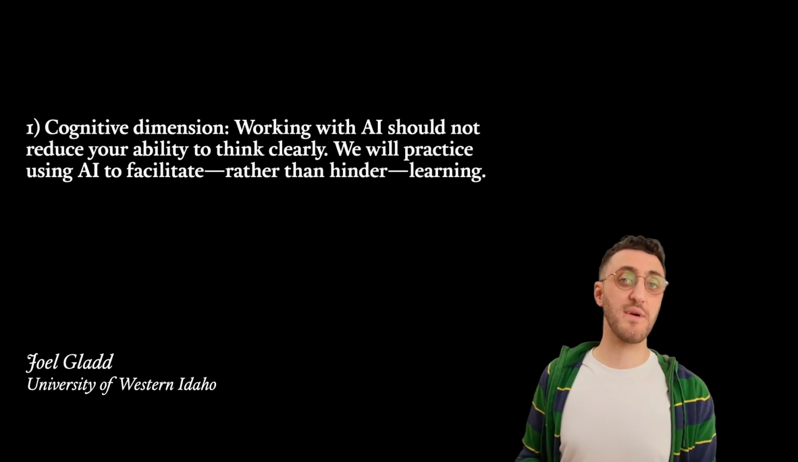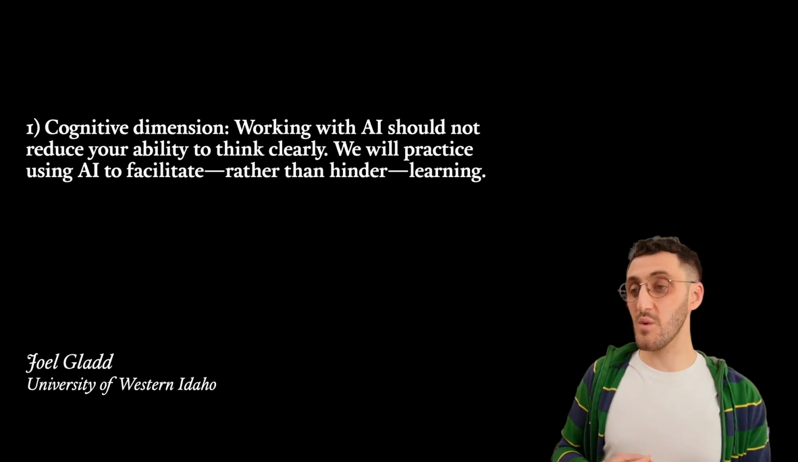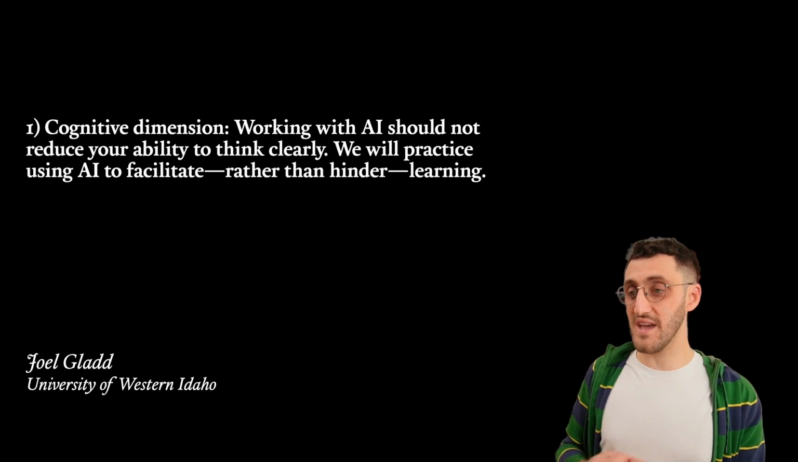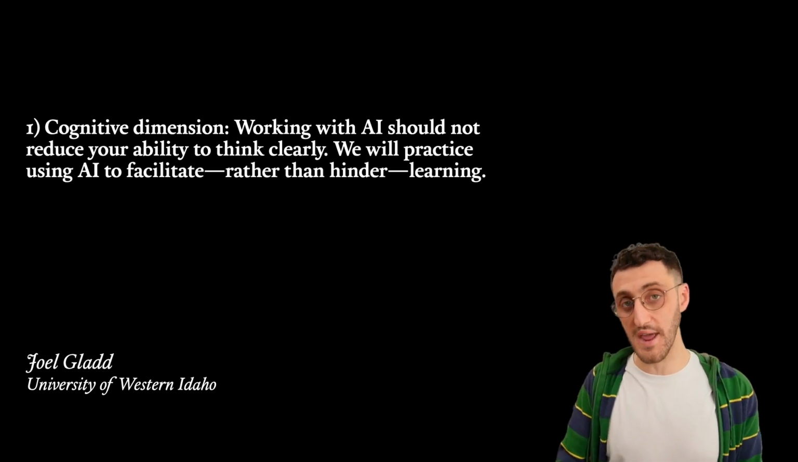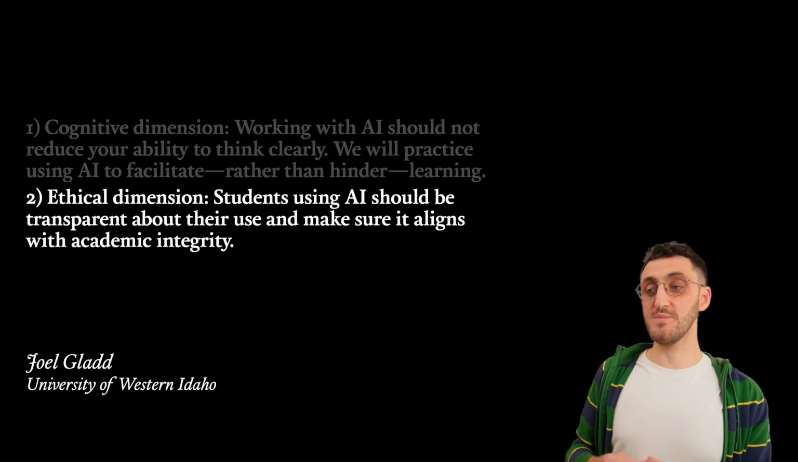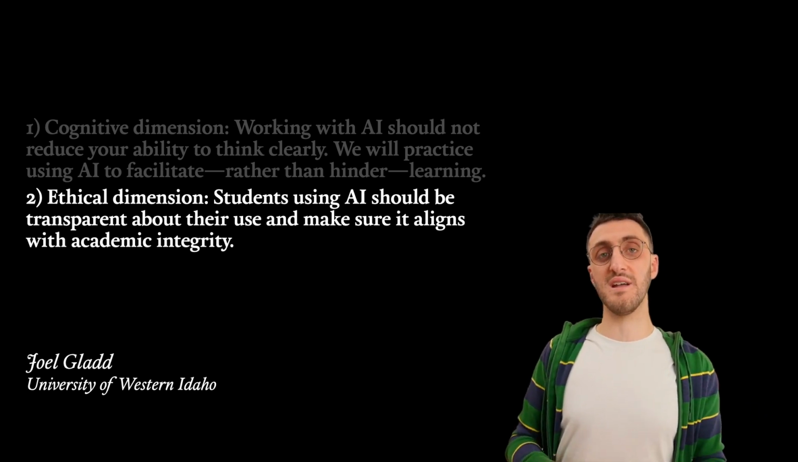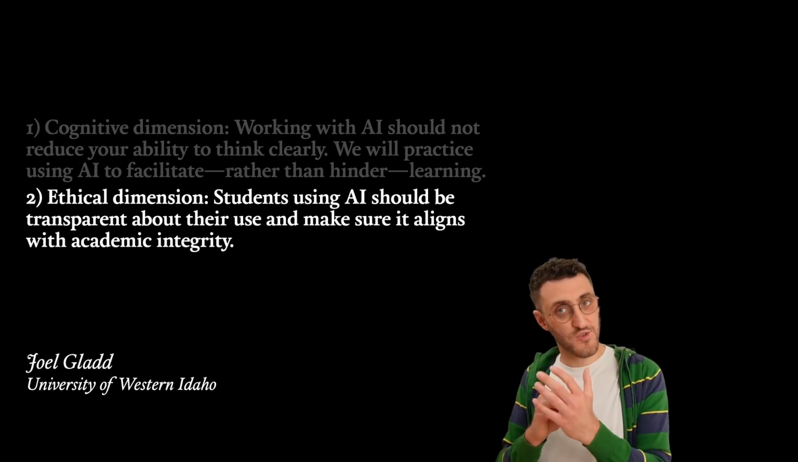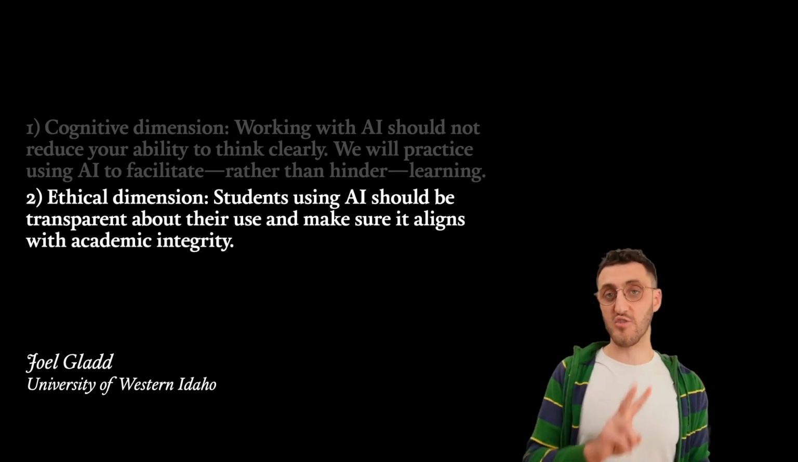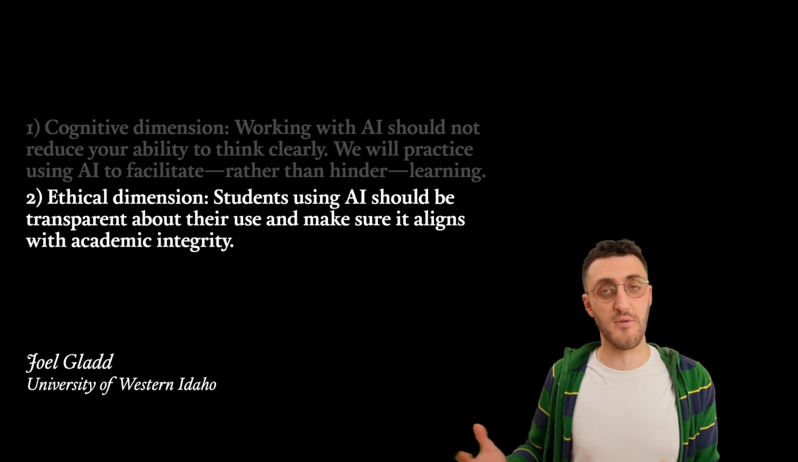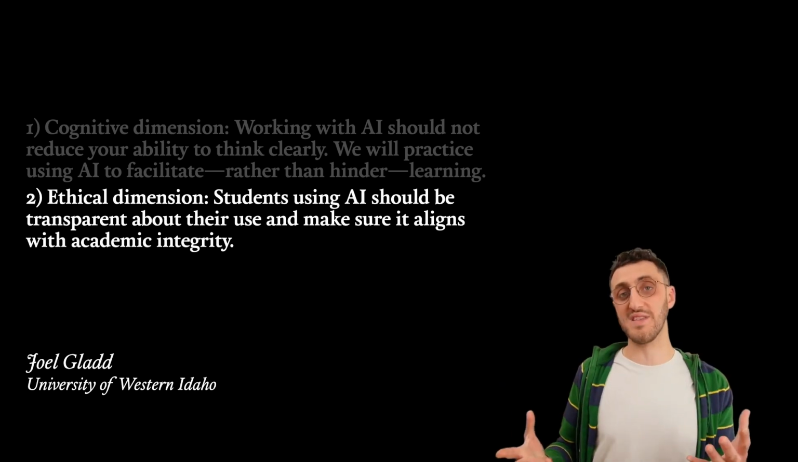Here's a really great example from Professor Joe Glad, who puts the AI policy on two dimensions, a cognitive dimension and an ethical dimension. Starting with the cognitive dimension, Joel says, working with AI should not reduce your ability to think clearly. We will practice using AI to facilitate rather than hinder learning. And for the ethical dimension, he says students using AI should be transparent about their use and make sure that it aligns with academic integrity. Now, these might not be super specific, but the fact that there are two dimensions and those two dimensions are acknowledged is already a huge step up from the typical purely academic integrity focus.